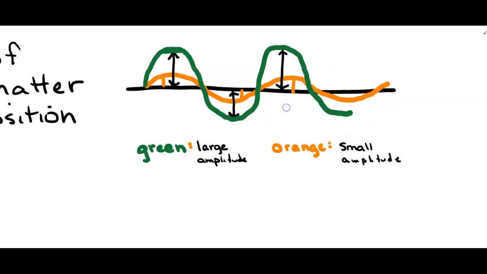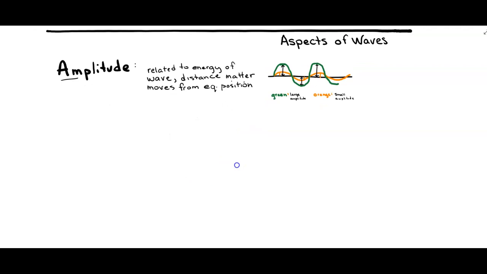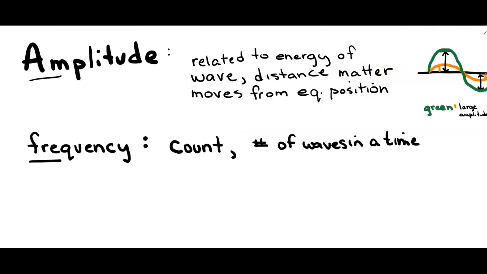Our next concept, let's consider frequency. Frequency is a count. It's the number of waves that pass a particular point in a time frame. We represent it with the letter F.